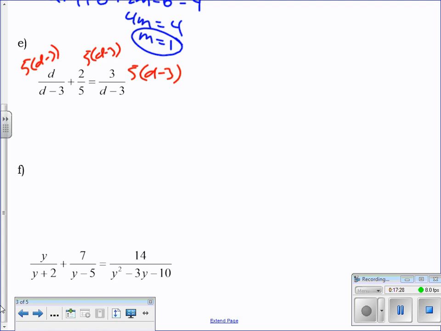And then I do any canceling I can do before I multiply. My d minus 3's cancel. And so in this one, I get 5 times d. So I get 5d. And then plus. Here my 5's cancel. So I have 2 times d minus 3 equals. Here my d minus 3's cancel. And I get 3 times 5, which we can go ahead and put 15 down for that.